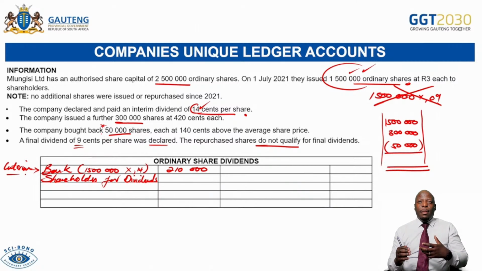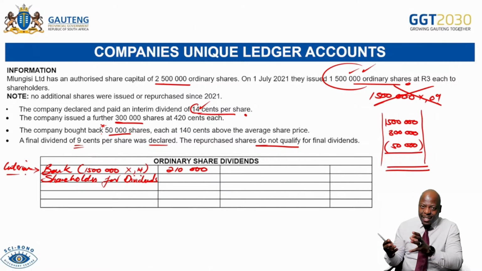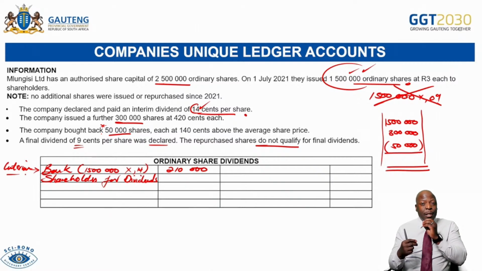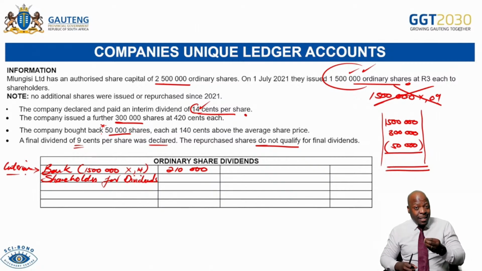At times, the examiner would say the final dividend of 9 cents per share was declared to the shares that are on the share register. The shares that are on the share register are the ones entitled to the final dividend. The examiner can put it in such ways to mean that to calculate your final dividends, you have to exclude the shares that we repurchased. For us to do that, we take this 1.5, add the 300, and subtract the 50.